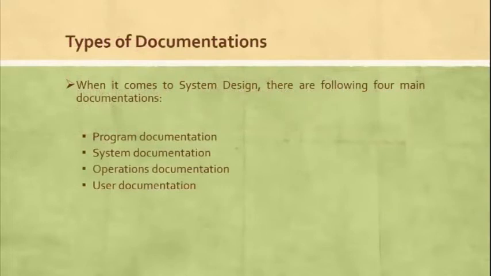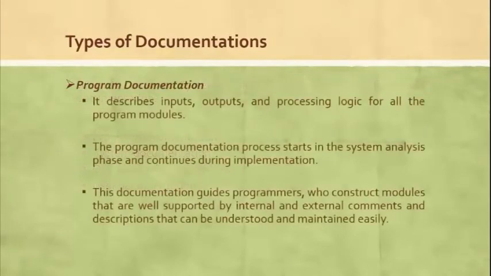So what are the different types of documentation? When it comes to system design, there are four main types of documentation. We have the program documentation, system documentation, operations documentation, and user documentation. Let us further discuss one by one the different types of documentation. Let's start with program documentation.